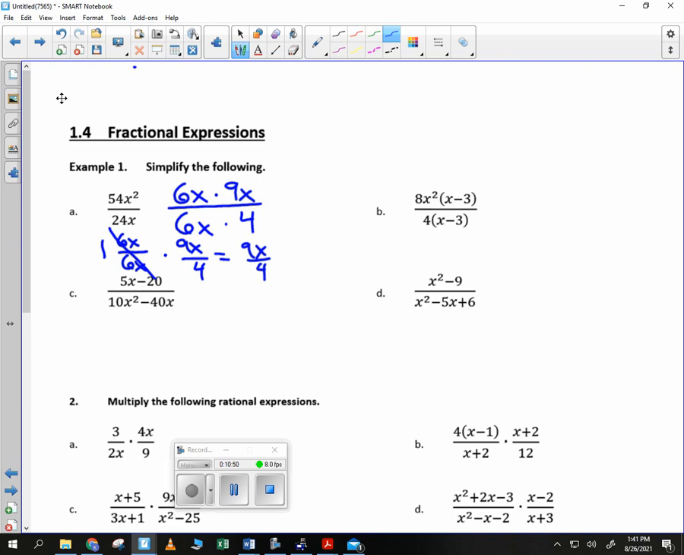What will cancel? X minus 3. Yep, because x minus 3 divided by x minus 3 is 1. You're now simplifying 8x squared over 4, which is 2x squared. Excellent job.